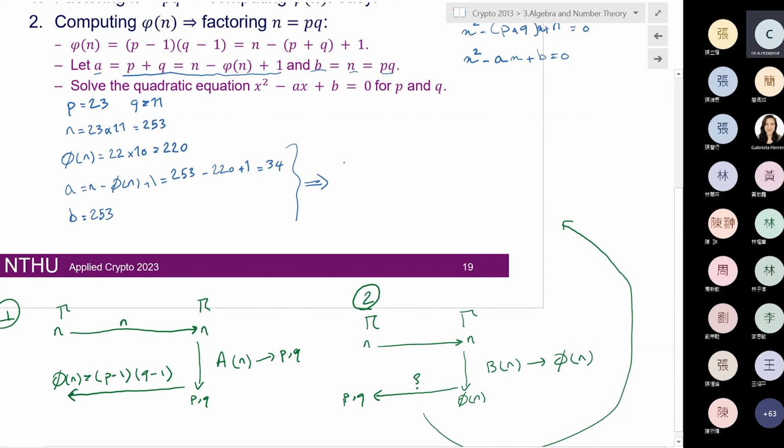So if I define the quadratic equation x squared minus a, where a is 34, x plus b, where b is n, 253, equal to 0. If you solve this equation, you will end up getting (x minus 23) times (x minus 11) equal to 0. And if you solve it, one of the answers is 23, the other one is 11, and we solve this equation.